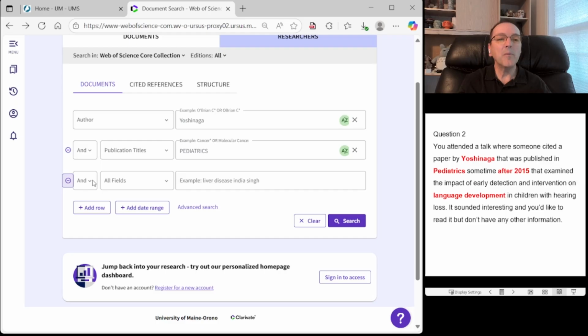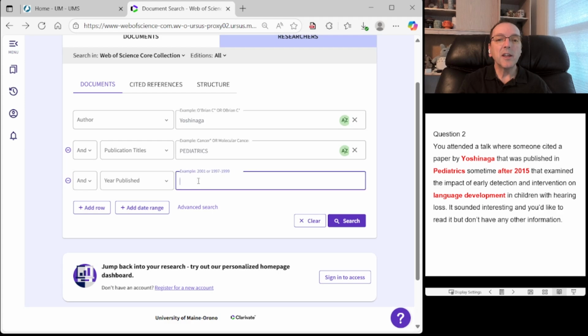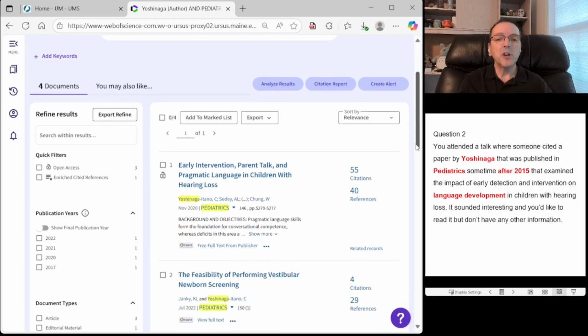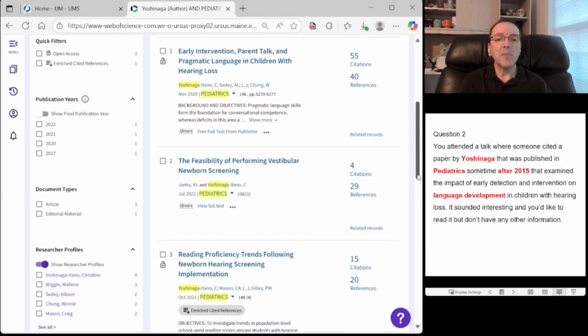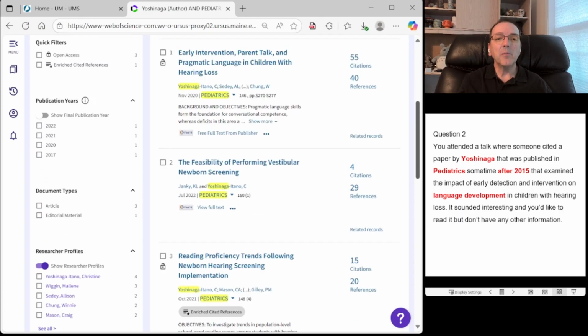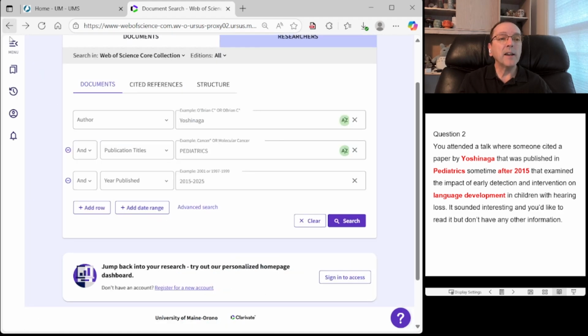So I'm going to add a row and year published is after, well, I'm just going to play it safe and do 2015 to 2025. We could do 2016. And for a moment, let's not do language development. Let's see what we get. Oh, we're down to 4. So Yoshinaga published 4 in Pediatrics during that time period. And it could be potentially any of those, and we could go through and try to see which one seems to fit this description. But let's go back and we'll just add.